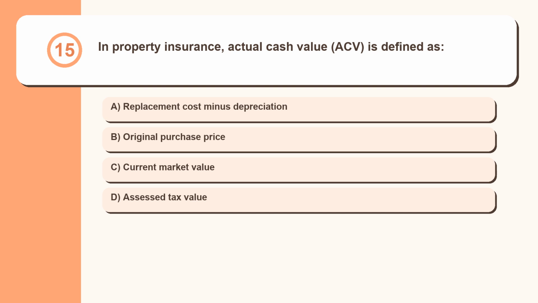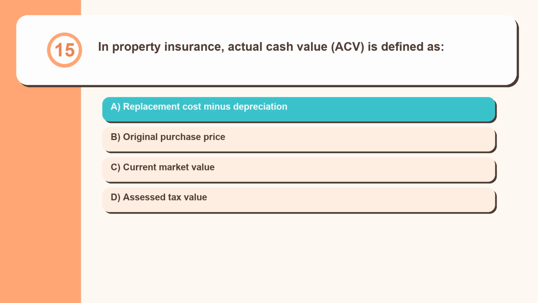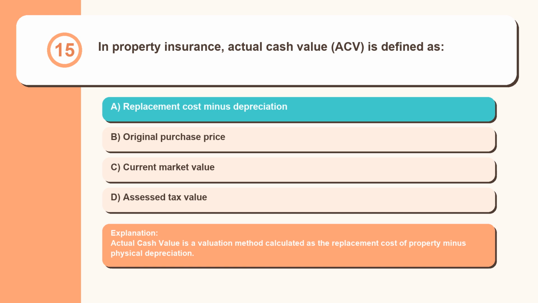Question 15. In property insurance, actual cash value, ACV, is defined as: replacement cost minus depreciation, original purchase price, current market value, assessed tax value. Actual cash value is a valuation method calculated as the replacement cost of property minus physical depreciation.